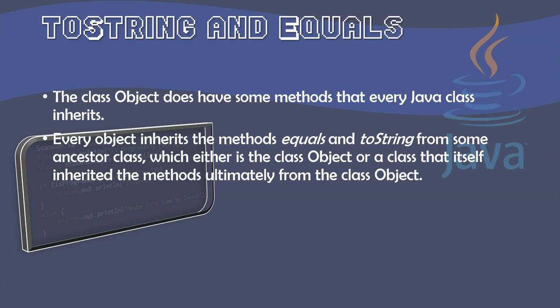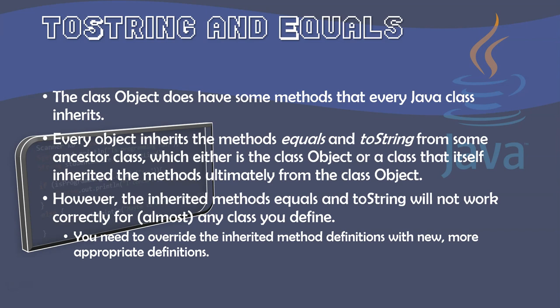And because they are objects, they inherit those methods from that ancestor class, which is typically either going to be the object class itself that's going to pass those methods down, or a class that itself has inherited the methods ultimately from the class object. So for example, our employee class has an equals and a toString that gives it its predefinition, but those are really just coming from the object class.